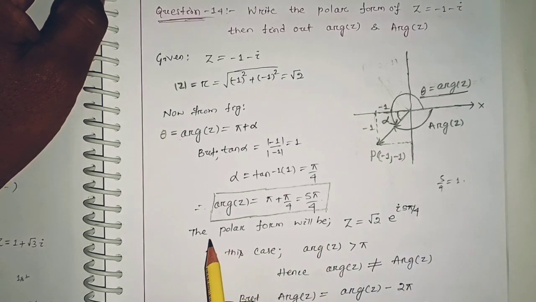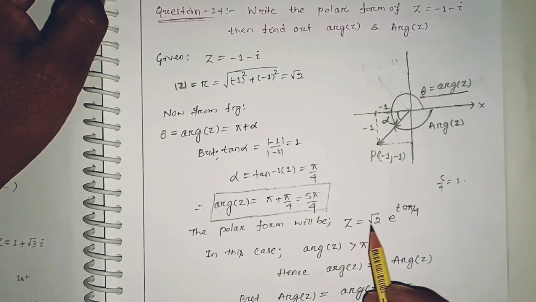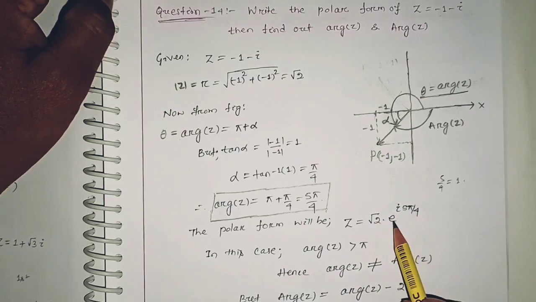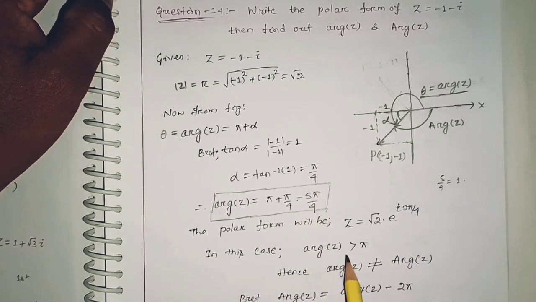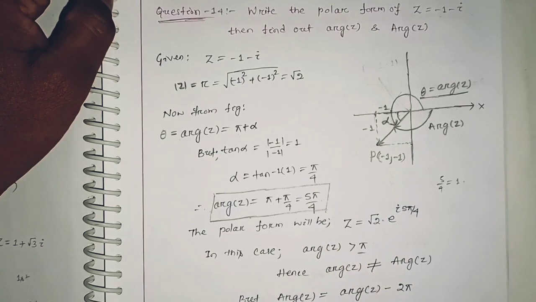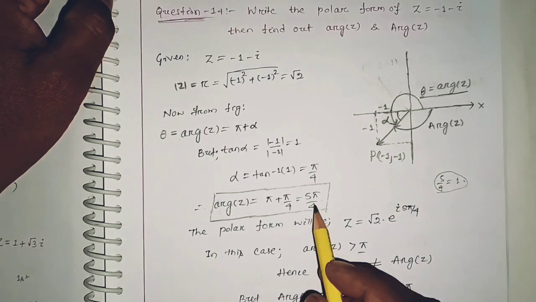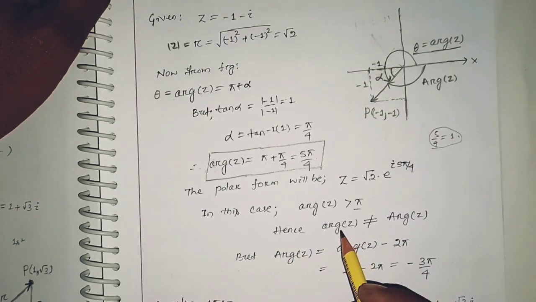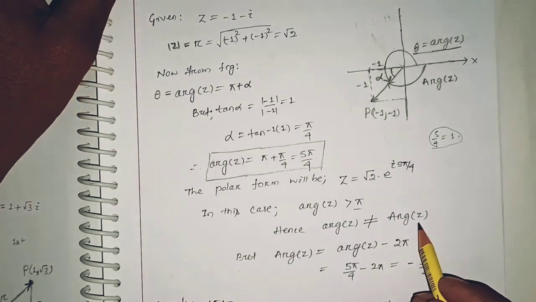First we write the polar form. If this is the argument of the complex number, then the polar form will be r into e to the power i theta, where theta is 5 pi by 4. But here the argument 5 pi by 4 is greater than pi. 5 by 4 is more than 1, so obviously this 5 pi by 4 is greater than pi. Hence the argument of z is not equal to the principal argument of the complex number.